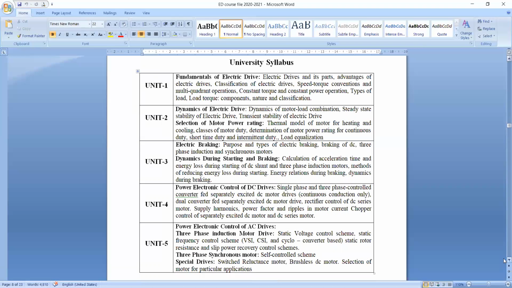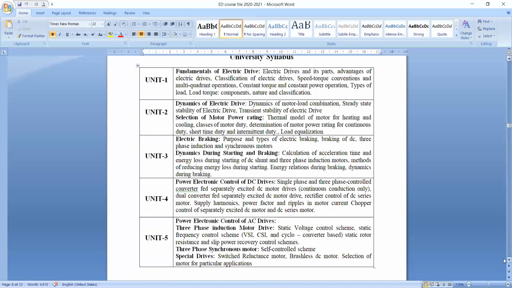And in unit 5, we will be talking about the three-phase induction motor drives and three-phase synchronous motor drives. Means we will be talking about the AC drives. In the fourth unit, we learned about the DC drive, but in the fifth unit, we will be talking about power electronics control of AC drive. So how we can control the voltage of the AC drive, how we can control the speed of the AC drive, how we can control the frequency of the AC drive, we will be learning in this unit.